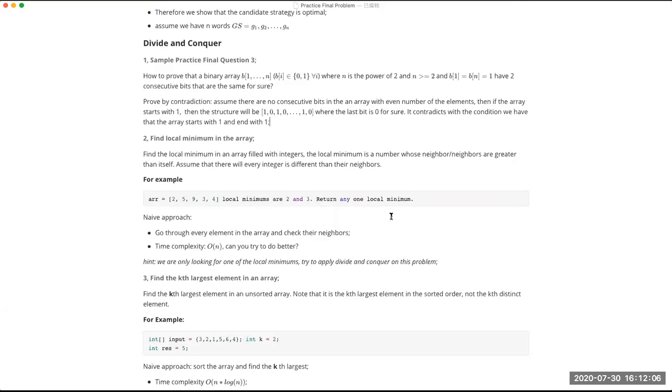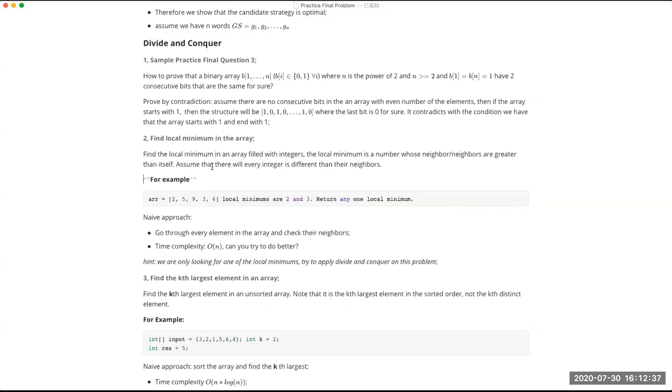Let's take a look at the second question: find a local minimum in the array. And what is a local minimum? A local minimum is a number whose neighbors are greater than or equal to itself. We assume that every integer is different from its neighbors, so we don't have flat situations.